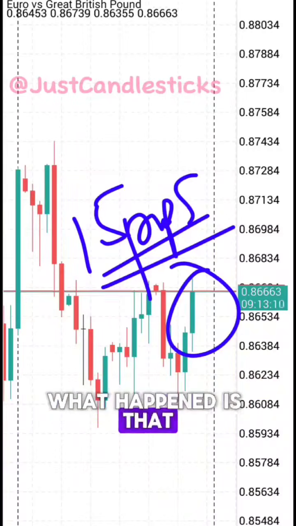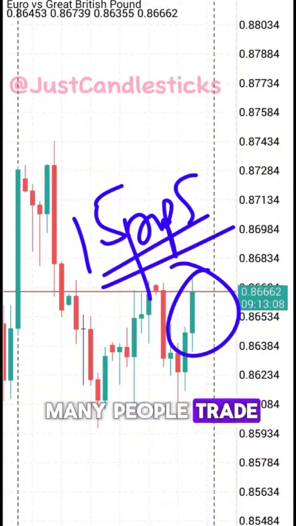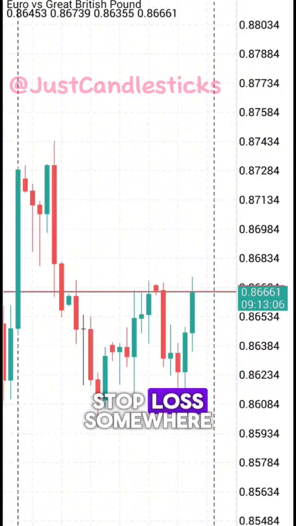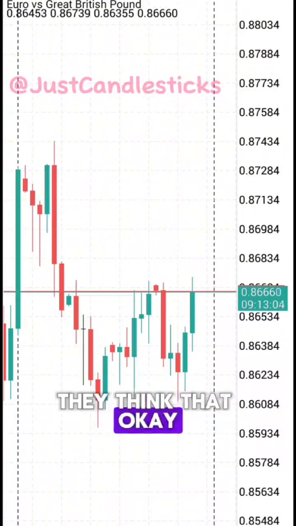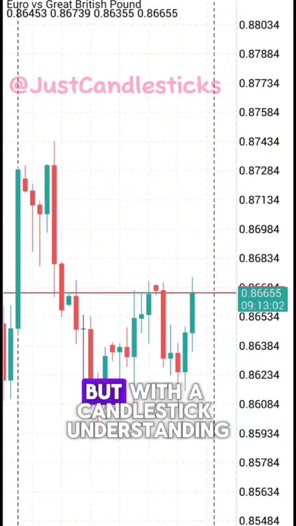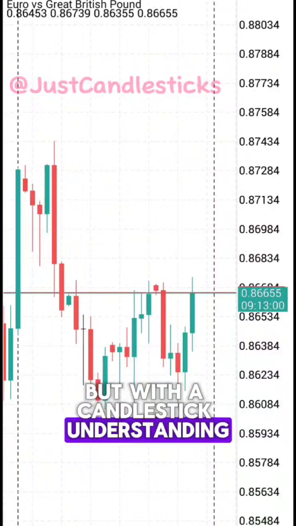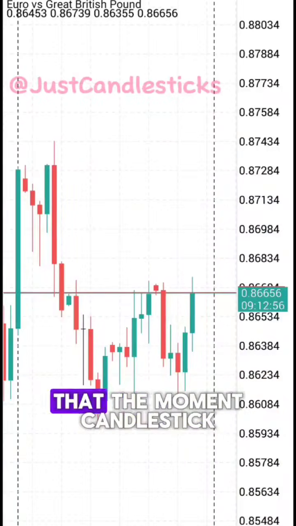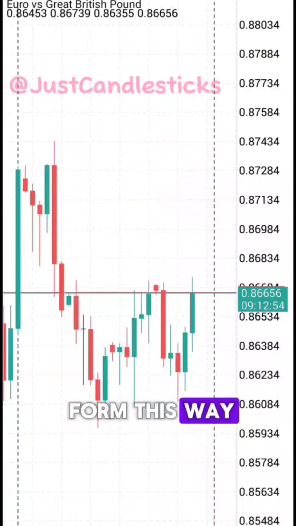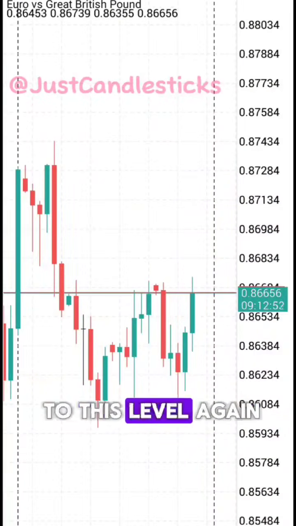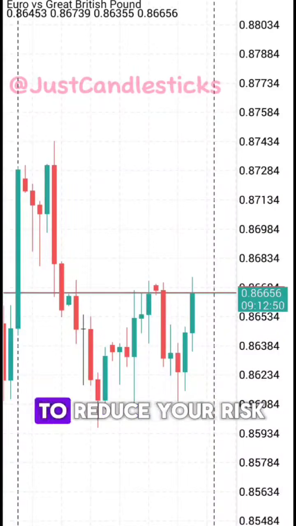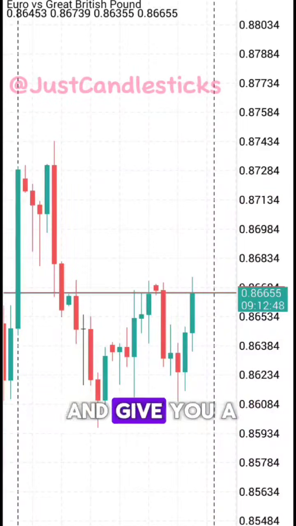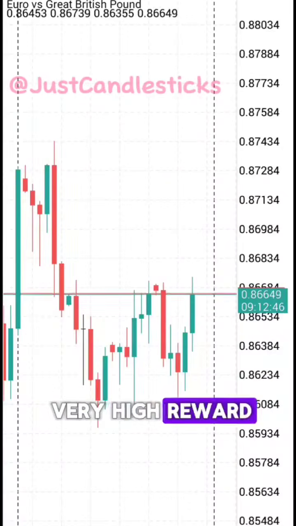What happened is that many people trade and they put a stop loss somewhere. They think that, okay, the market should not get to that level. But with candlestick understanding, you will know the formation, the anatomy of the candlestick, that the moment a candlestick forms this way, it will not come to this level again. So it helps you to reduce your risk and gives you a very high reward.